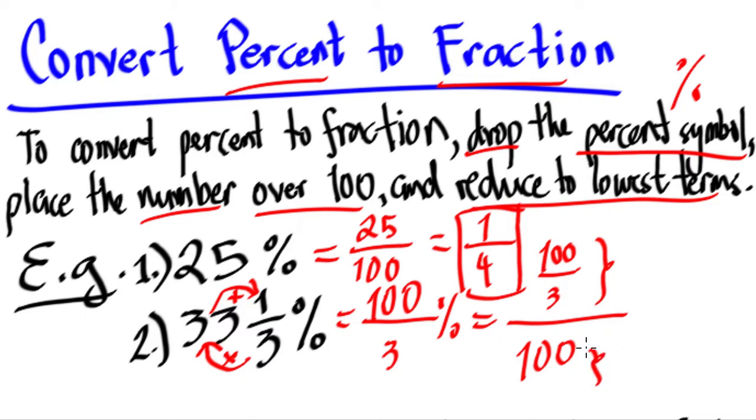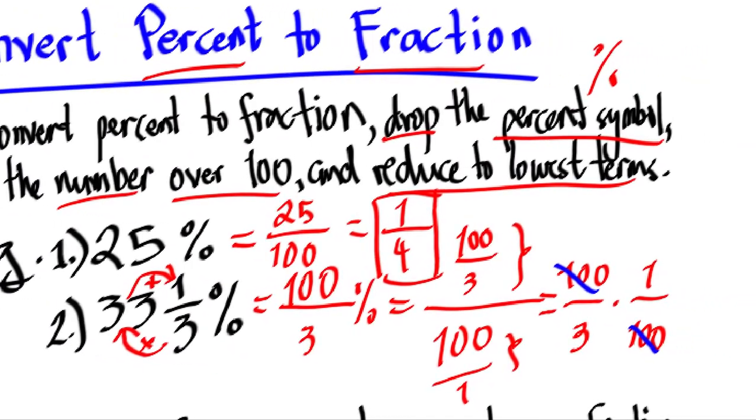Okay, and what we're going to do, we're going to reduce this to lowest terms, and then we're just dividing fractions. So imagine this 100 to be over 1. So if we're going to proceed to multiplication, this is going to give us the numerator 100 over 3 times the reciprocal of 100 over 1, which is 1 over 100. We will be canceling out the hundreds as we can clearly see, and then proceed to multiplication.